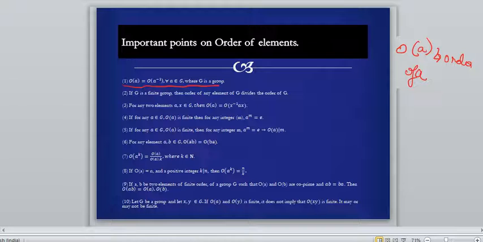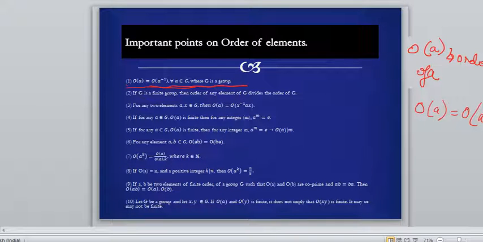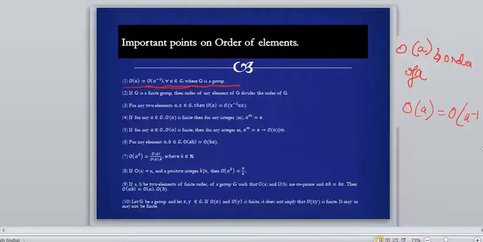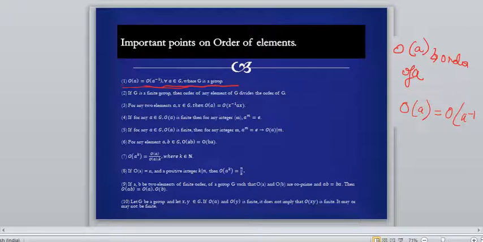So the order of this element is equal to the order of its inverse. It's given as O(A) is equal to O(A inverse). Alright, moving on to the next part.